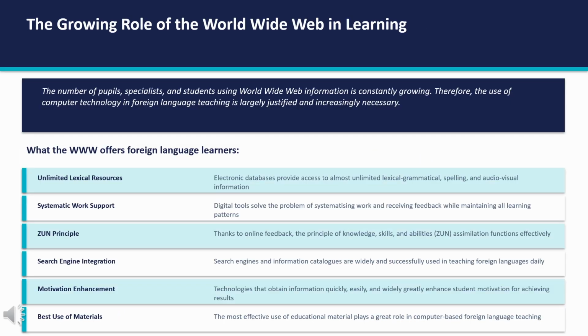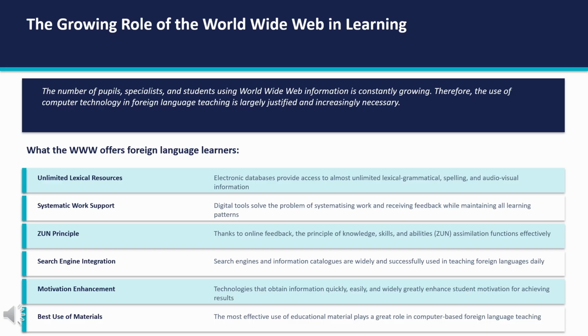The role of the World Wide Web in learning continues to grow, and the slide explains why this trend is pedagogically justified. The web offers nearly unlimited lexical, grammatical, spelling, and audiovisual resources. It also supports systematic work, feedback, and the effective functioning of the principle of knowledge, skills, and abilities assimilation.